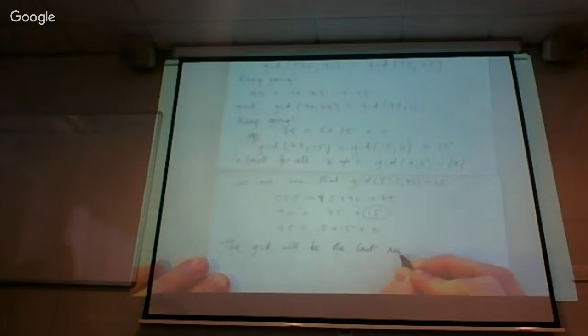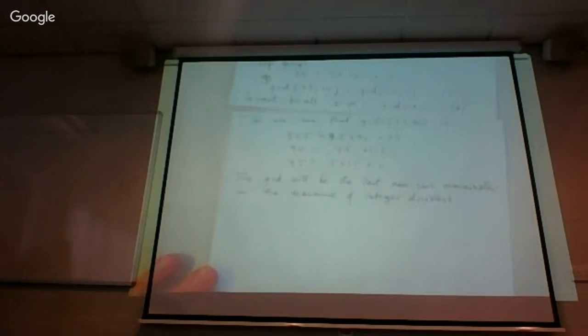The last non-zero remainder. The sequence of integer divisions. That's the output from the algorithm. The algorithm performs these integer divisions, and whatever the final non-zero remainder is, that's the GCD of the original pair.